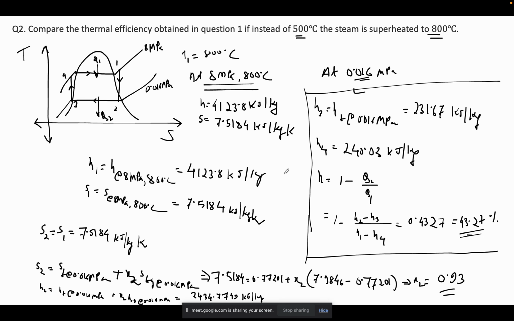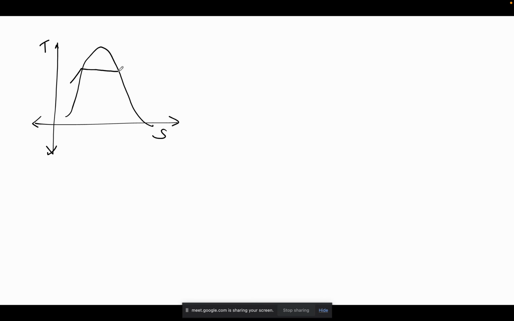So you got it. Now what does it mean? This means that suppose we have a steam turbine that is operating between two pressure levels, and suppose initially it was at some temperature and it was undergoing this process.